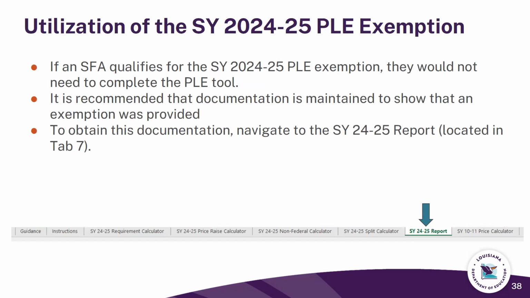Utilization of the school year 24-25 PLE exemption. If an SFA qualifies for the school year 24-25 PLE exemption, they will not need to complete the PLE2. It is recommended that documentation is maintained to show that an exemption was provided. To obtain this documentation, navigate to the school year 24-25 report located in tab 7.